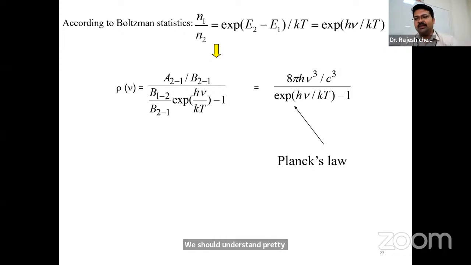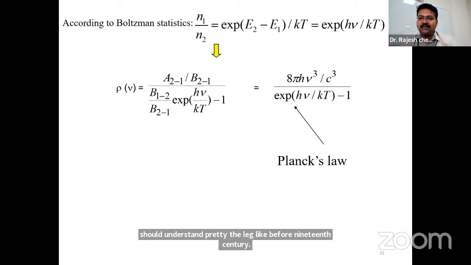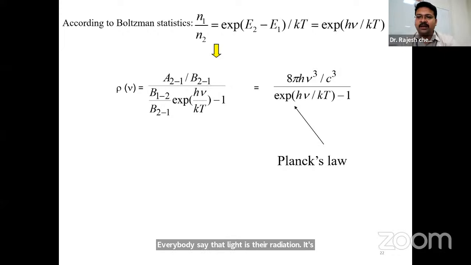Before the 19th century, everybody said that light is a radiation. It does not have any particles, it's just a wavelength. After the 19th century, Planck introduced black body radiation and found that it consists of energy particles called quanta. The quanta of energy is equal to h nu. So we can say that light behaves like a radiation and as energy.